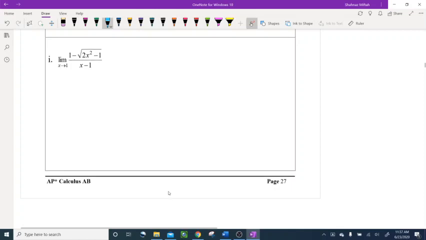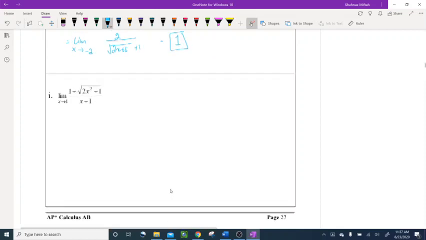Okay, let's go to the next question. It's I. And if you plug in, again, I'm going to do it in my head. If I plug in 1 here, 2 times 1 is 2, 2 minus 1 is 1, 1 square root is 1, 1 minus 1 is 0. So I am getting 0 over 0 again. So I need more work again.